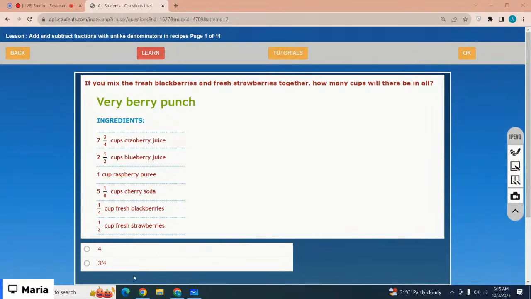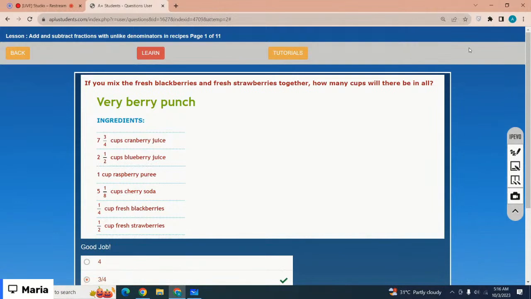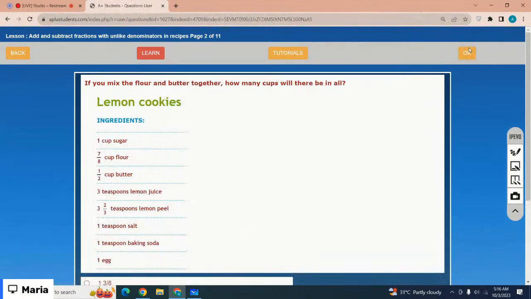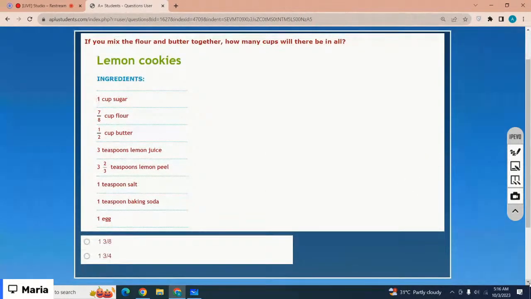We've already done with adding and subtracting fractions, but still you didn't answer why. Okay, the next one is if you mix the flour and butter together, how many cups will there be in all? Flour is 7 over 8 and butter is 1 over 2. So which is the correct option? Add and let me know the answer, right?